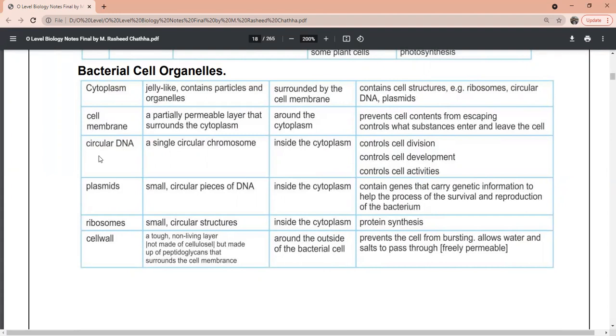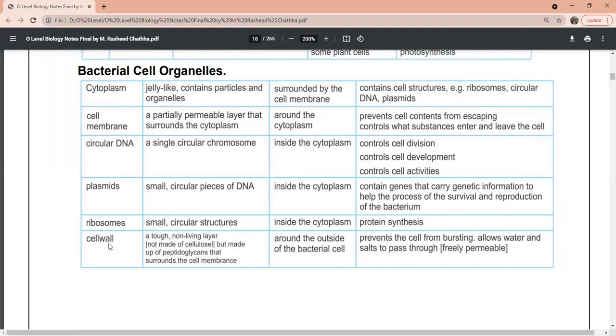Next, circular DNA: a single circular chromosome inside the cytoplasm. It controls cell division, controls cell development, and controls the cell activities. Plasmids: small circular pieces of DNA inside the cytoplasm, containing genes that carry genetic information to help the process of survival and reproduction of the bacterium. Ribosomes: small circular structures inside the cytoplasm; protein synthesis is their function.